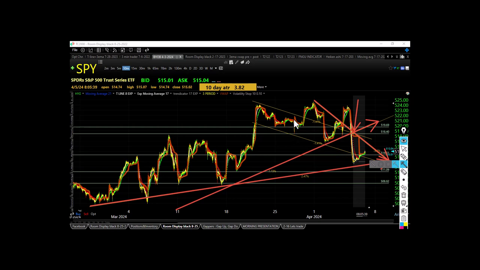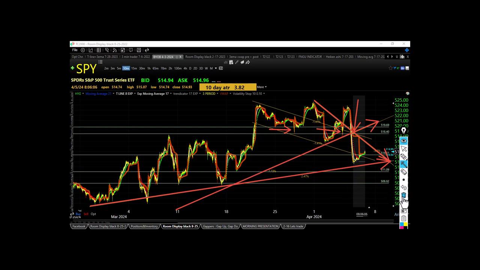And then on top of that, we've got this low right here, this low right here, all coincide with this area right around 518.10, 518.40. So that's my pivot for this morning. It's hard to make a pivot when you've got a big wide Z pattern going on, okay?